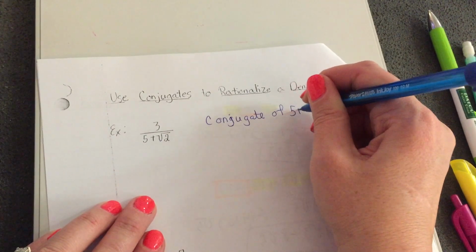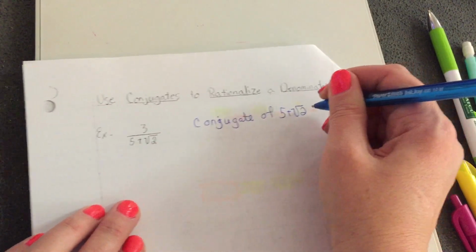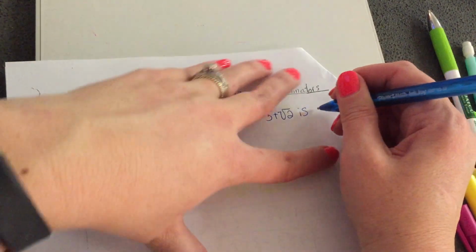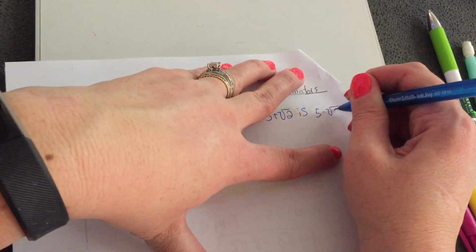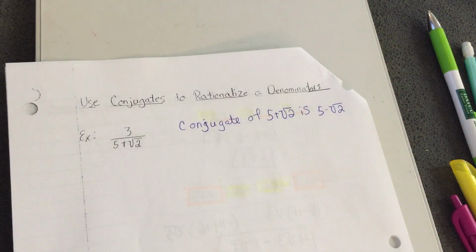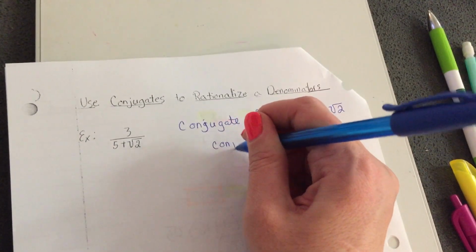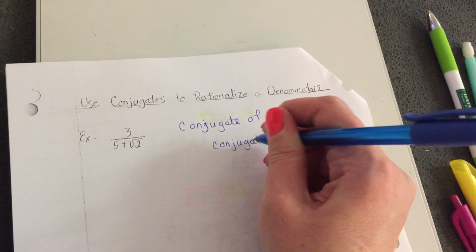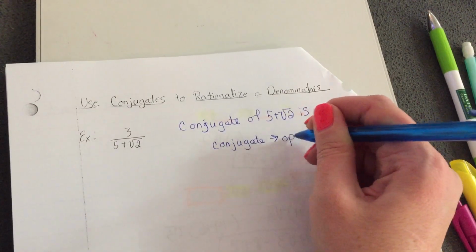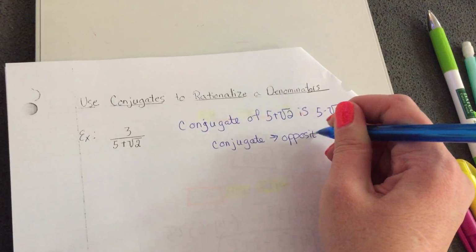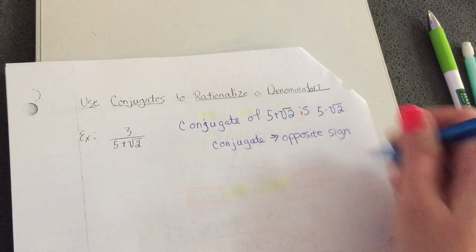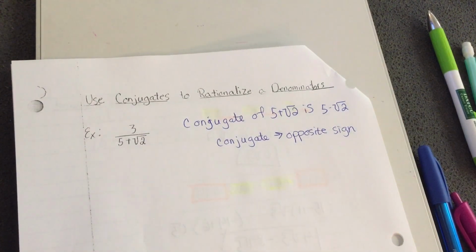of 5 plus square root 2 is 5 minus square root 2. So it's the opposite sign. Conjugate is just the opposite sign. Okay? So we can write that down. Conjugate is just opposite sign. It's just a fancy word. Switch the sign. That is it.